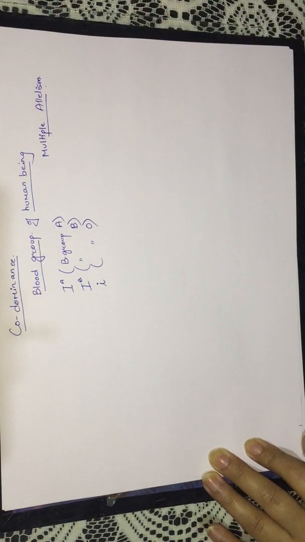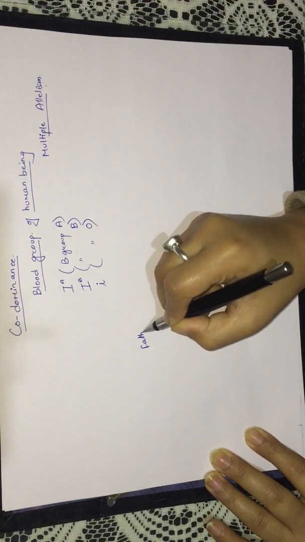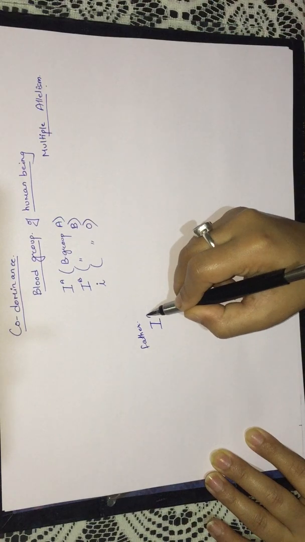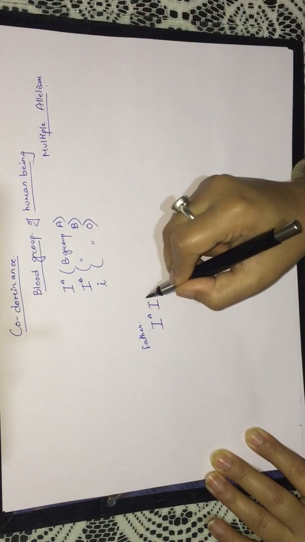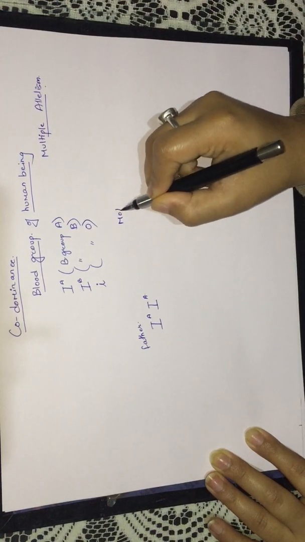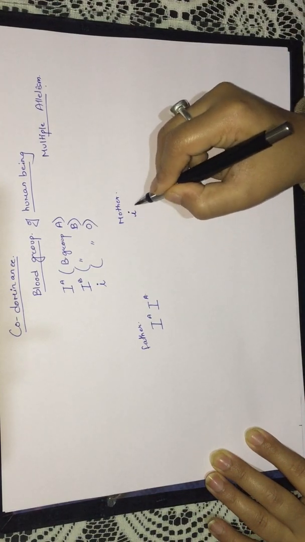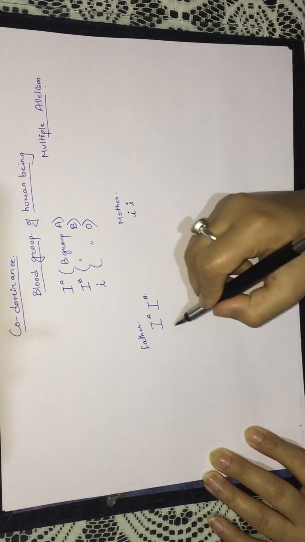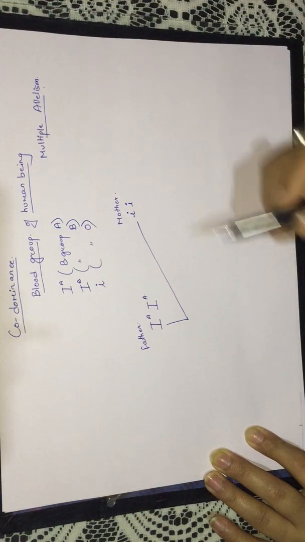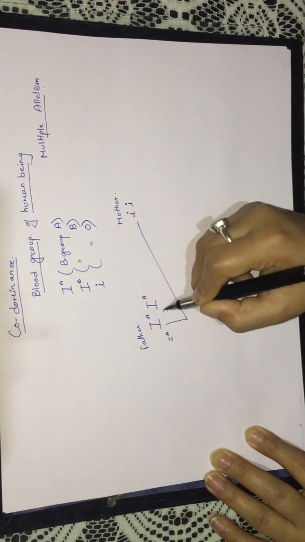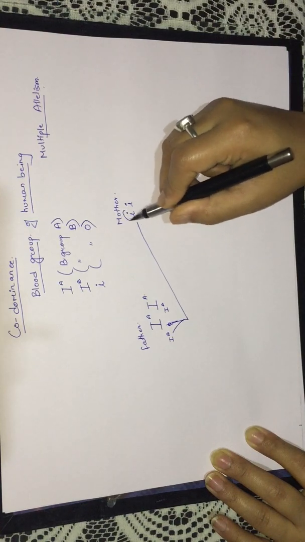Now, always remember, a gene is expressed by a pair of alleles. Suppose the father has IA and IA, and the mother has the allele small i. What will be the blood group in the progeny? During gamete formation these two segregate, so one gamete will have IA and another will have IA. The mother's gametes will each have small i.